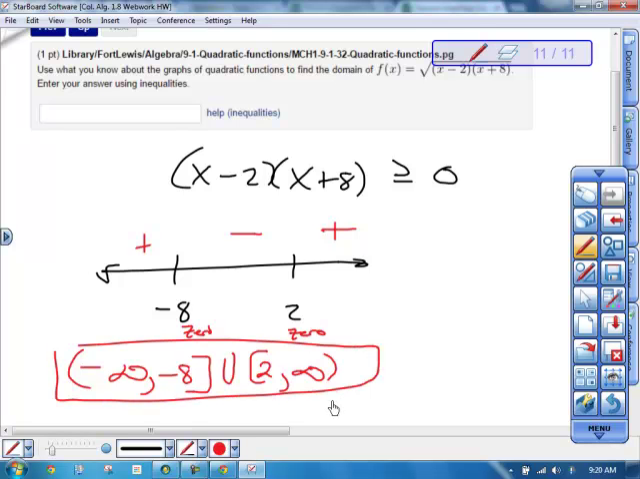So there's our domain. There's where this would be positive, and those are the numbers that we can stick into this square root as a result.